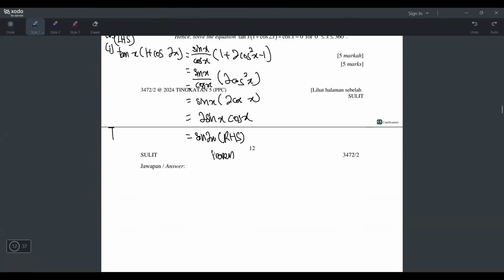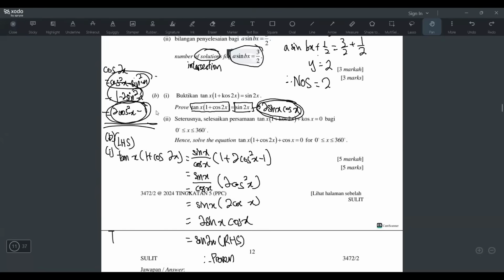Why I choose to change to 2 cos square minus 1. Why not the other two? So now you understand. Because I planned ahead and I saw that I can cancel here, right? If I change to 1 minus 2 sine square, I cannot cancel, and then I have to multiply, and then I end up with a fraction. And the right hand side doesn't even have a fraction, right? So you try to plan ahead.